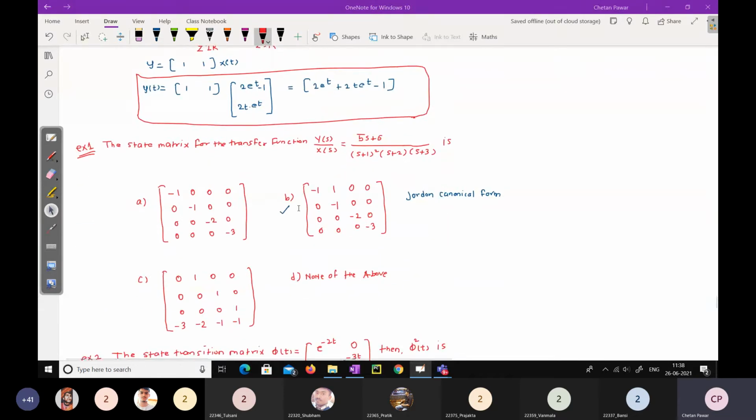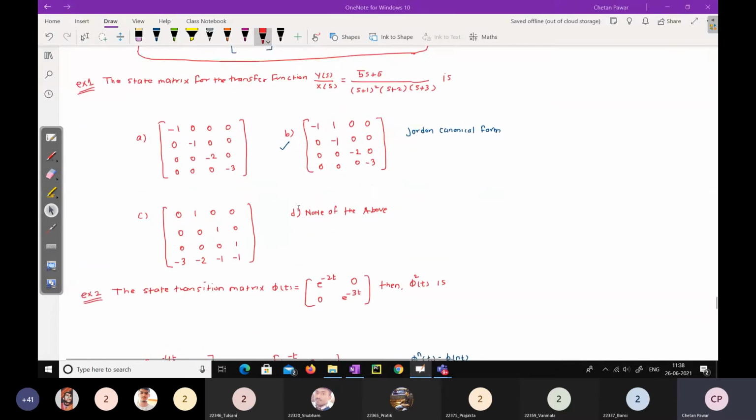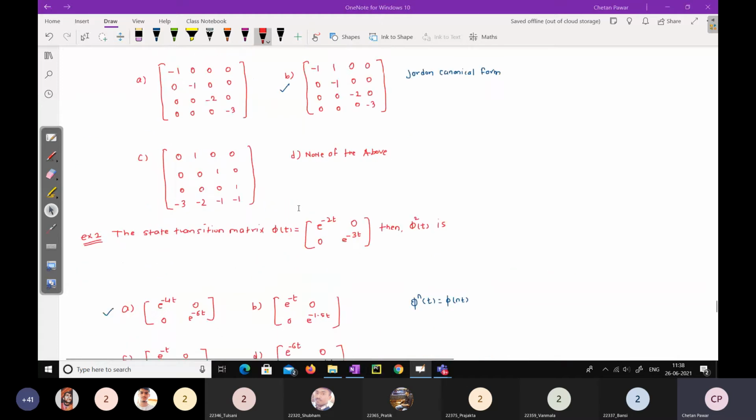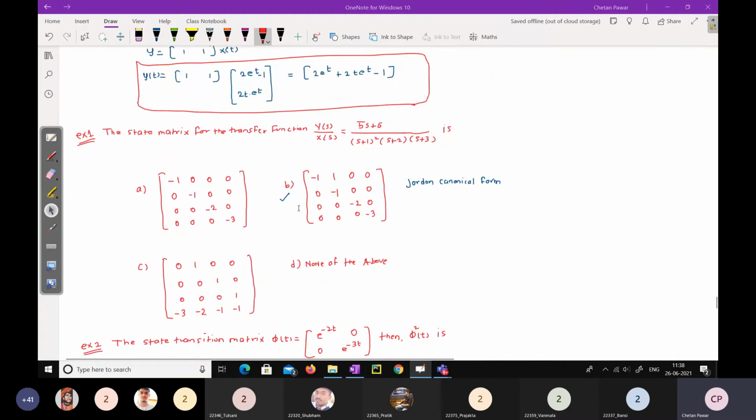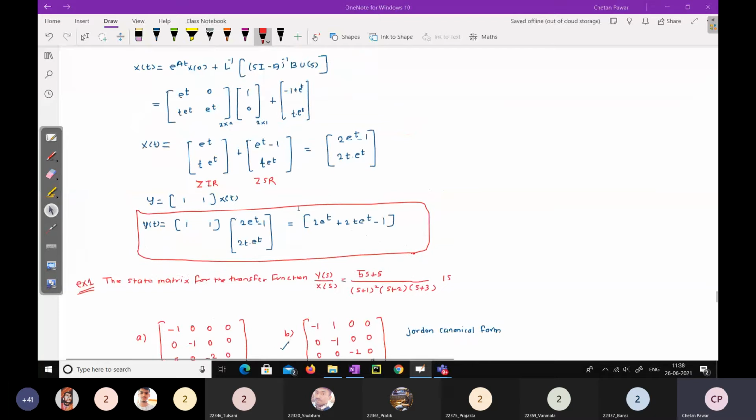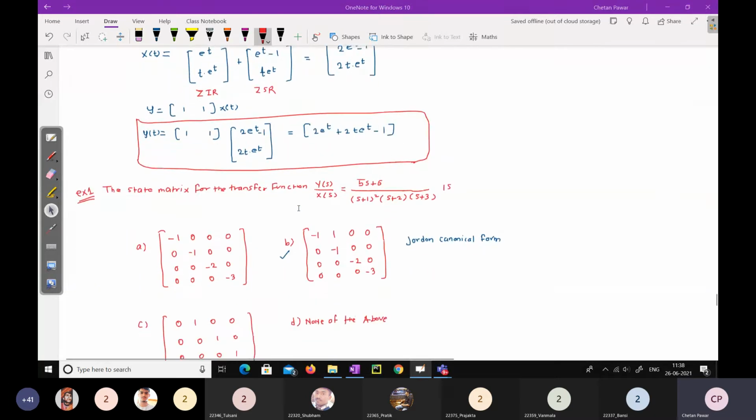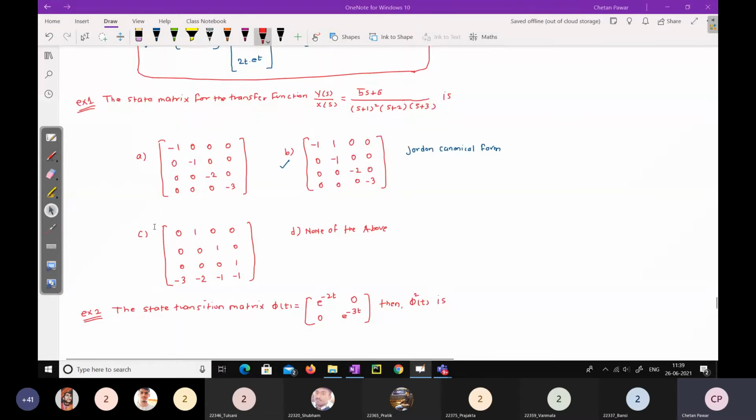Okay. So let us see some examples. So you will get an idea of how to solve it using this concept. So example number 1. The state matrix for a transfer function is given. We need to find out a state matrix for this particular transfer function. So there are 4 options, A, B, C and D.